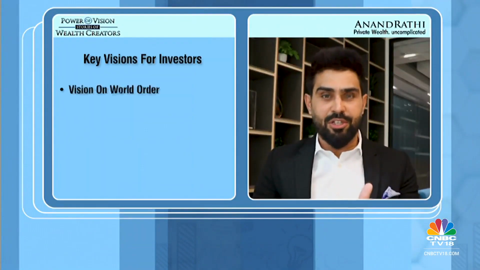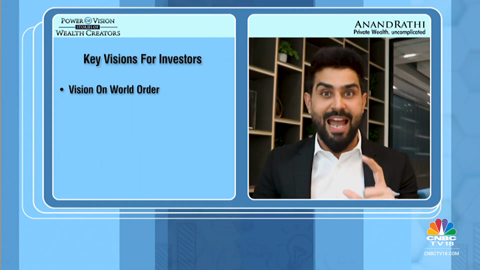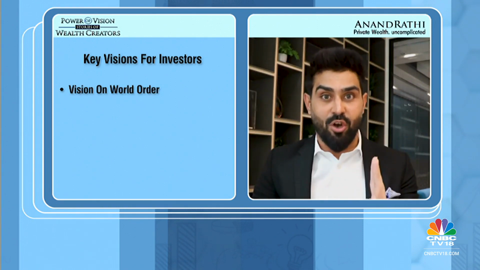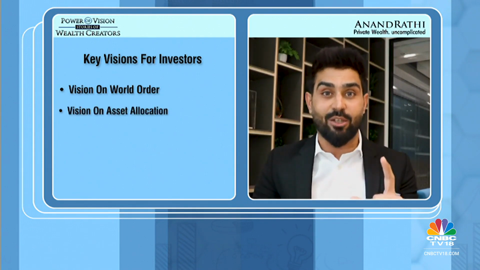I think any investor, or even a wealth management outfit like ours, needs to have vision on 5 very, very important items. You need to have a vision of what is going to happen in the economy and the world order 5 years, 10 years from now. And you'll have to formulate that vision. The second thing you need to have a vision on is how you want to see your asset allocation 5 years from now, 10 years from now.